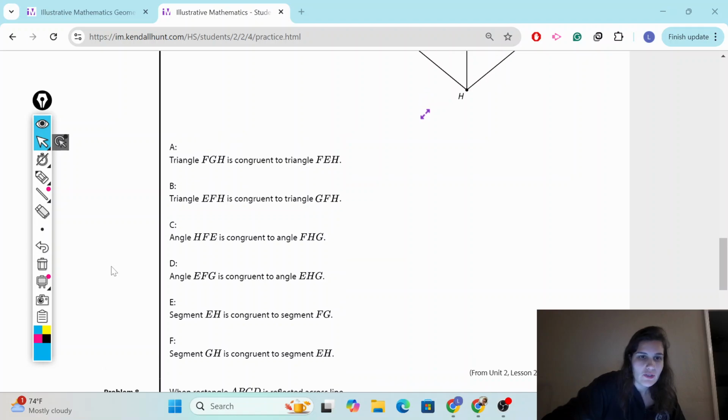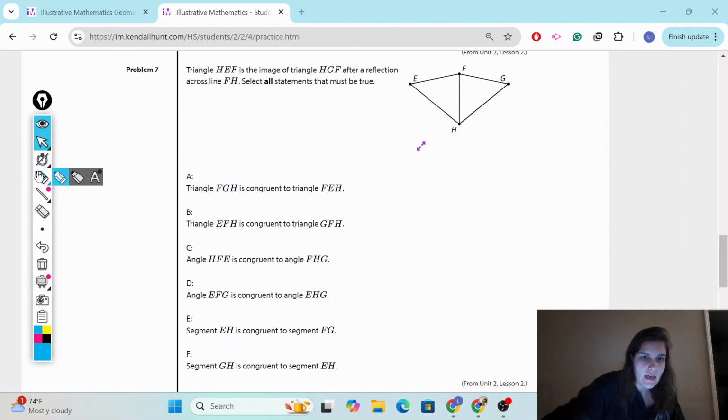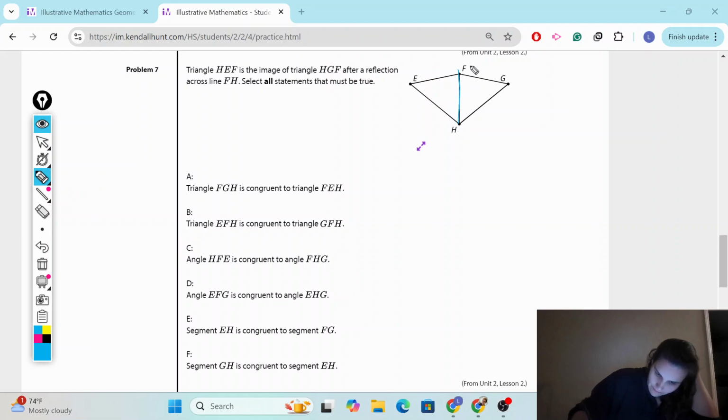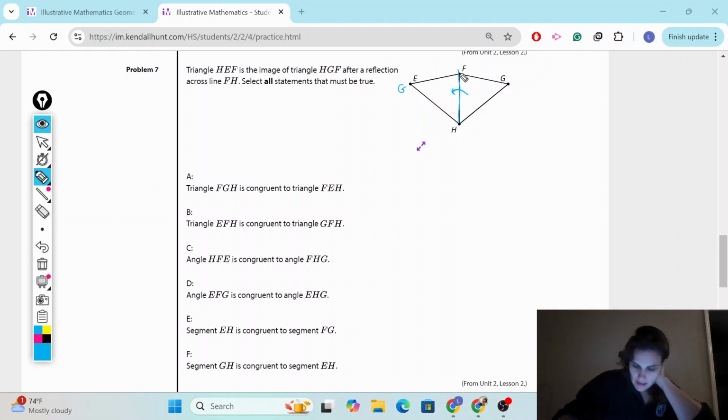Problem number 7. Triangle HEF is the image of triangle HGF after a reflection across line FH. So HEF is the image, so we're reflecting. Select all statements that must be true. G is going to match up to E, and then F and H actually stay in the same spot. Triangle FGH is congruent to triangle FEH. Yep, those correspond. We're good to go. Triangle EFH is congruent to triangle GFH. Those correspond. We're good to go.